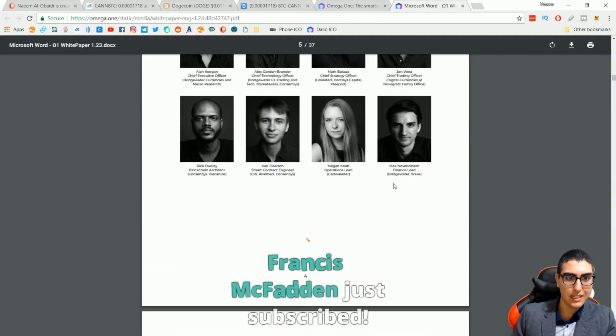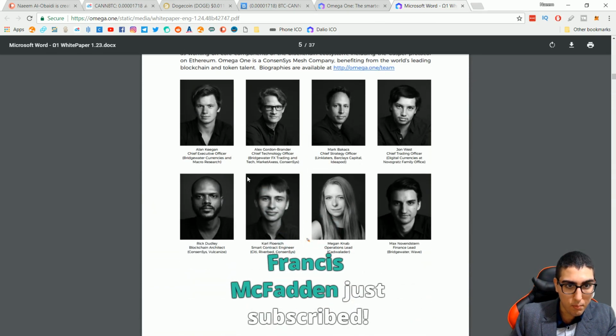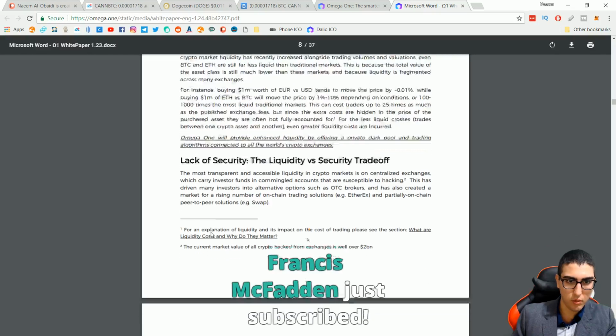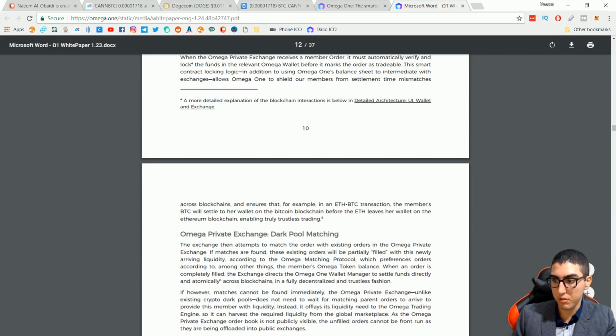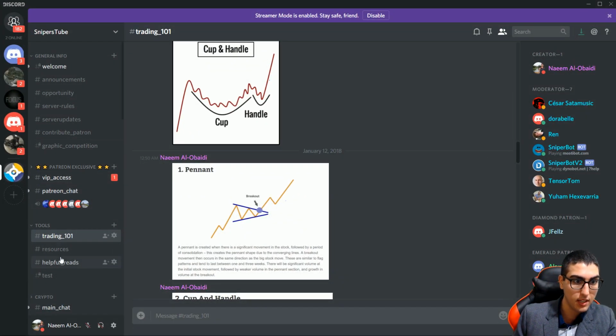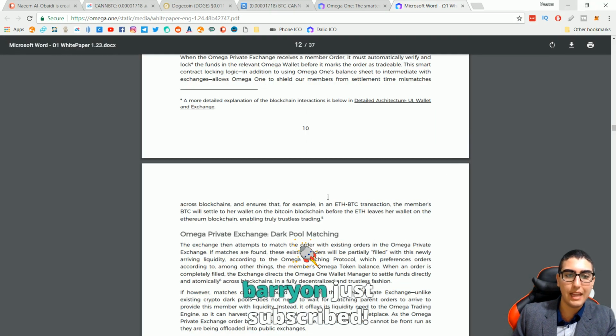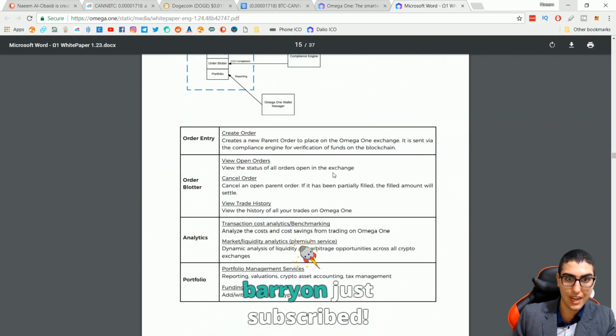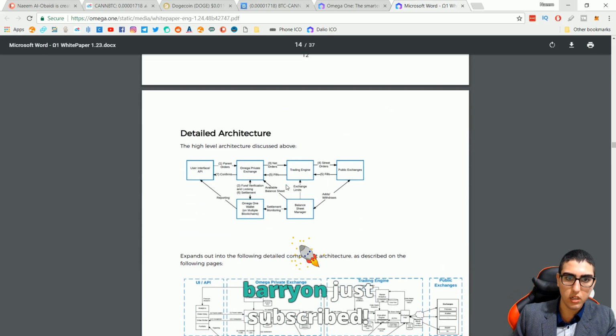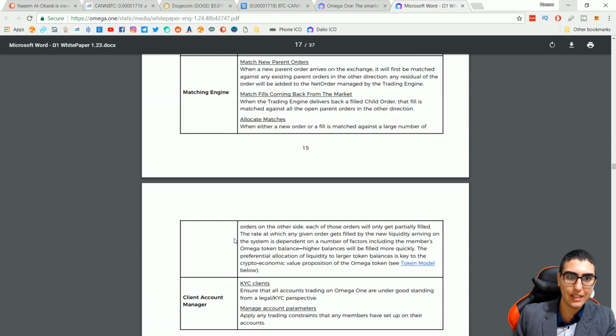So if you look at the ICO paper, you can even see here Bridgewater Currencies and Macro Research. Bridgewater is one of the largest hedge funds in the world, run by Ray Dalio, who wrote the book Principles, which is actually on our recommended reading list here under our Discord Helpful Reads, one of my favorite books. So highly recommend that book. And looking into this ICO, it just looks really good. It looks like they have this planned out. I like this type of ICO.